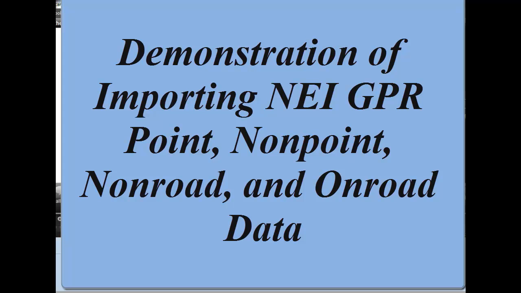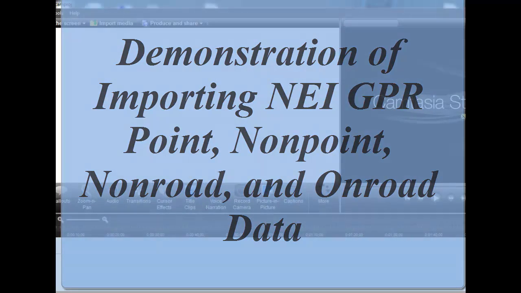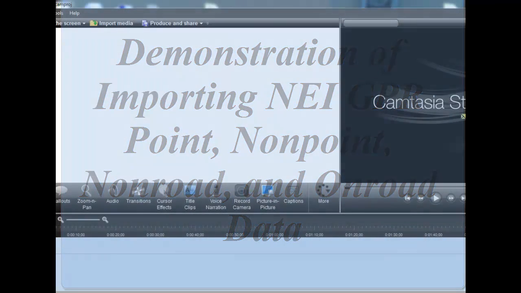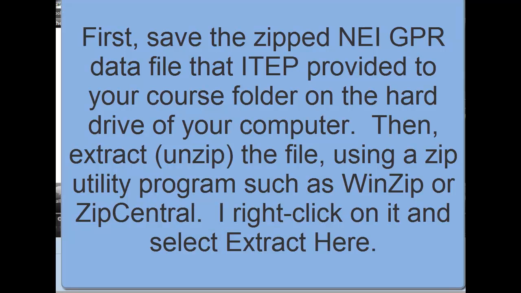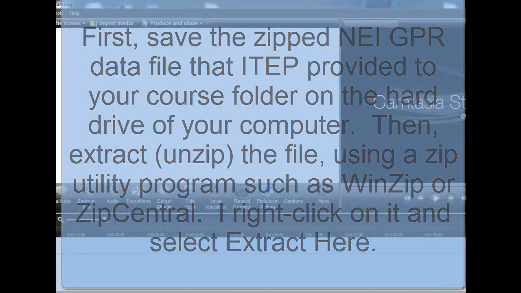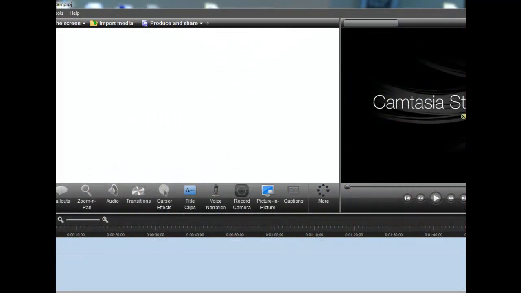In this video, we're going to demonstrate importing NEI GPR point, Nonpoint, Nonroad, and Onroad data into your TEISS project. So the first thing you want to do is save the zipped NEI GPR data file that we provided to you in the course folder that you made on the hard drive of your computer.